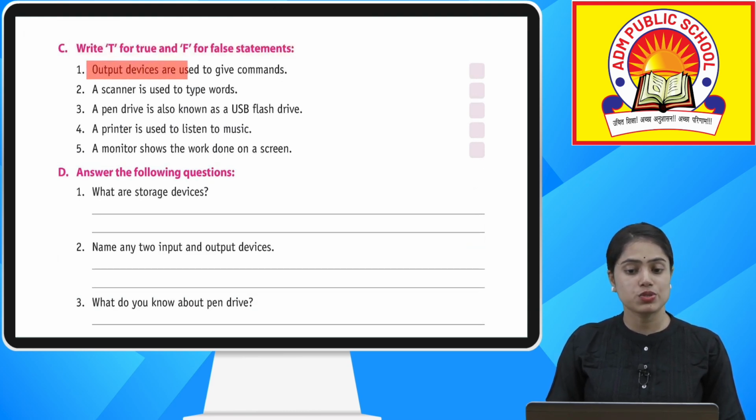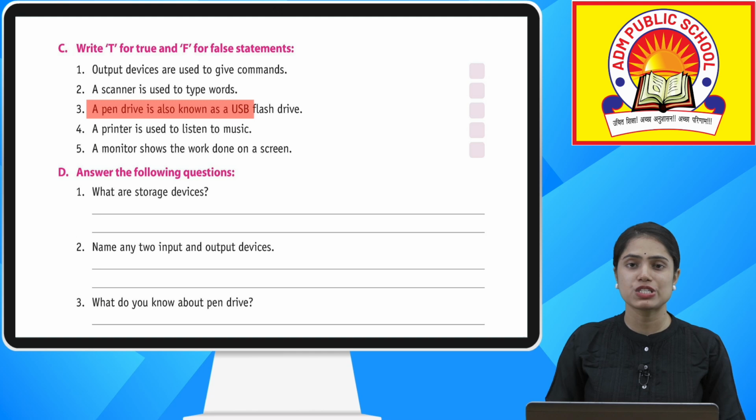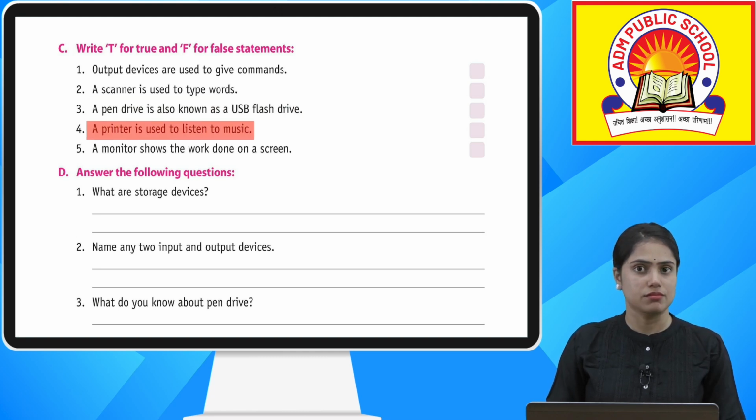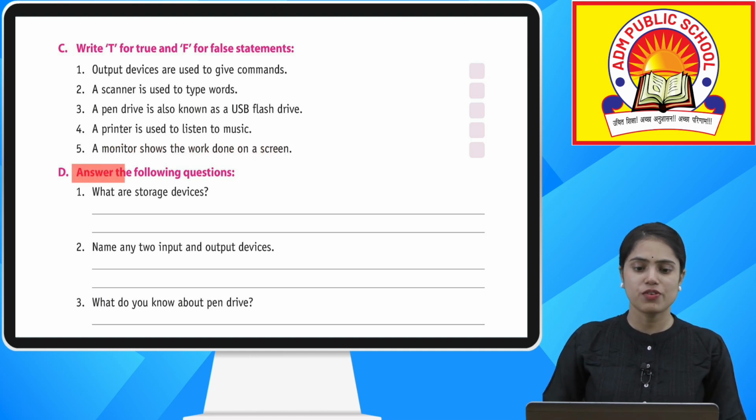Write T for true and F for false statements. Output devices are used to give commands. False. A scanner is used to type words. False. A pen drive is also known as a USB flash drive. True. A printer is used to listen to music. False. A monitor shows the work done on a screen. True. Correct.